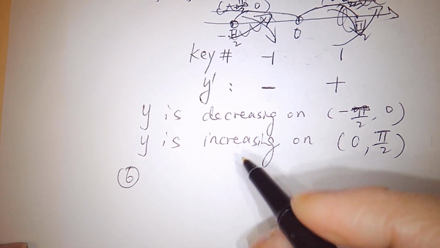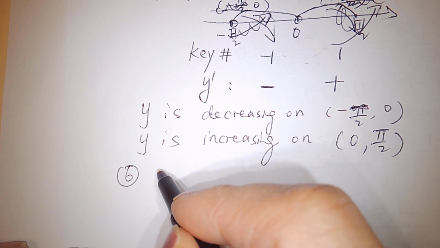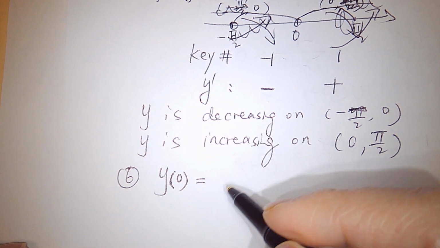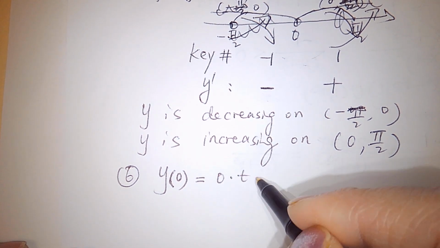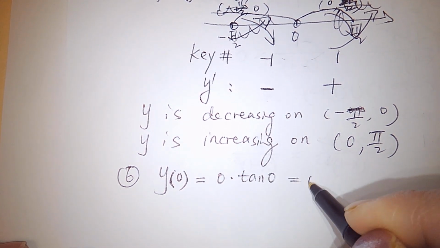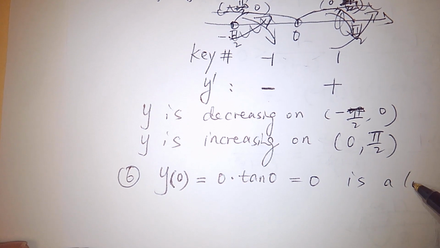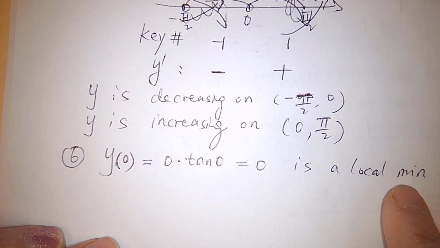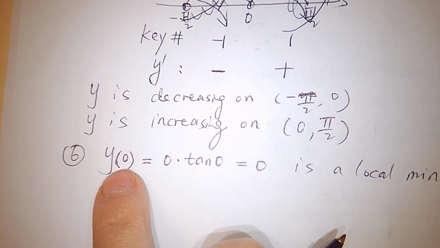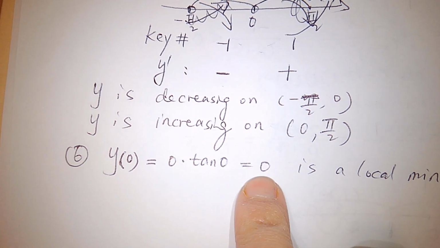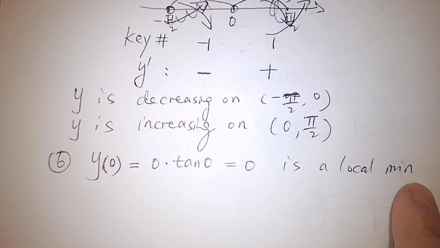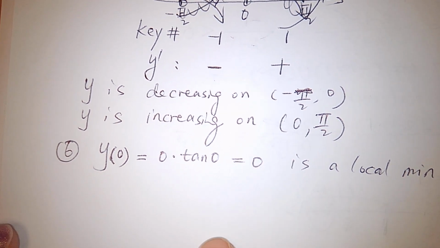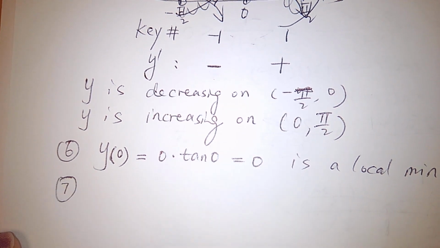So step 6, y of 0, or f of 0. 0 times tangent of 0 equals 0 is what? A local what? Minimum value. x equals 0, y equals 0 is a local minimum. Everybody see that?